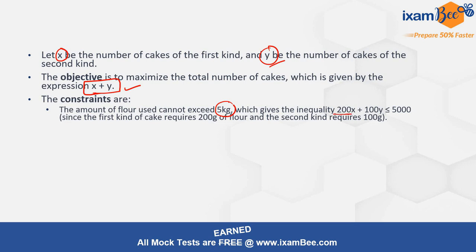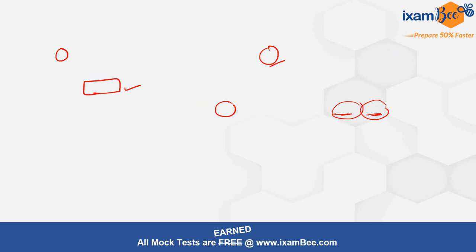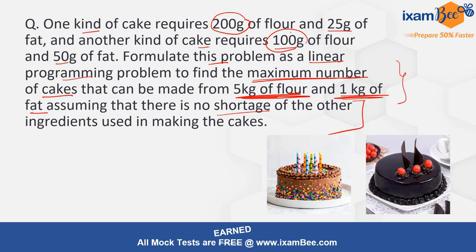and the first kind of cake, we knew, requires 200 grams of flour, whereas the other kind of cake requires only 100 grams of flour. Here in the question, 200 grams of flour and 100 grams of flour, whereas the fat required is 25 grams by the first kind of cake and 50 grams by the second kind of cake, and we have 5 kg and 1 kg respectively of flour and fat.